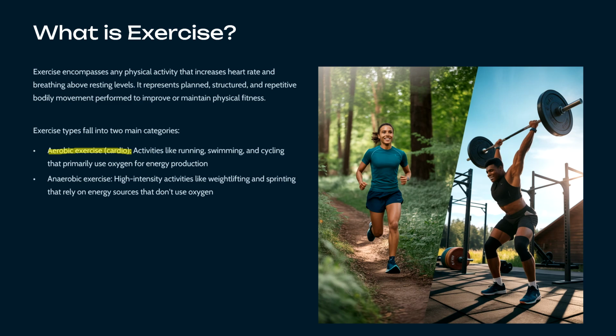On the other hand, anaerobic exercise: an means no, aerobic means oxygen. So anaerobic exercise is high intensity activity like weightlifting and sprinting that relies on energy sources that don't use oxygen. Very, very important: doesn't use oxygen. This is the main difference between aerobic and anaerobic exercise. Aerobic or cardio exercise includes most of the body muscles during the activity and requires oxygen. But anaerobic exercise, like you can see here a person doing weightlifting, is a type of exercise which requires almost no oxygen. So there are two types of exercise: aerobic and anaerobic.